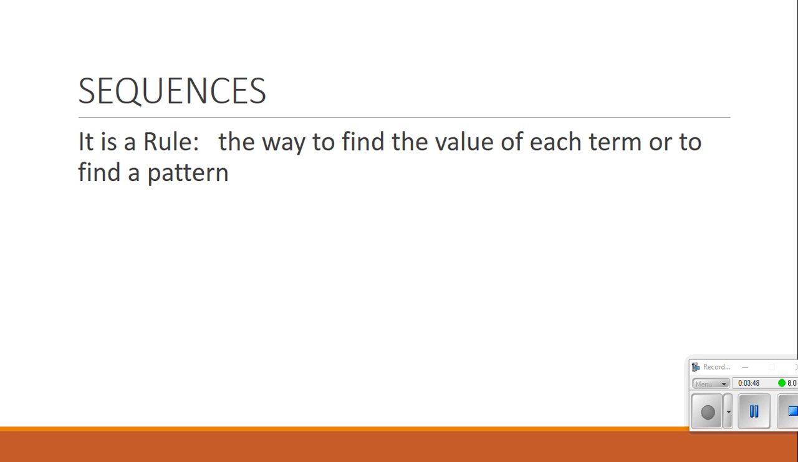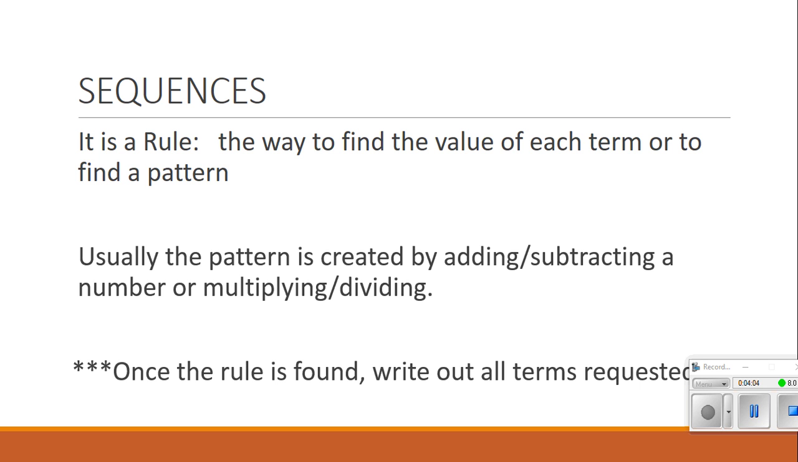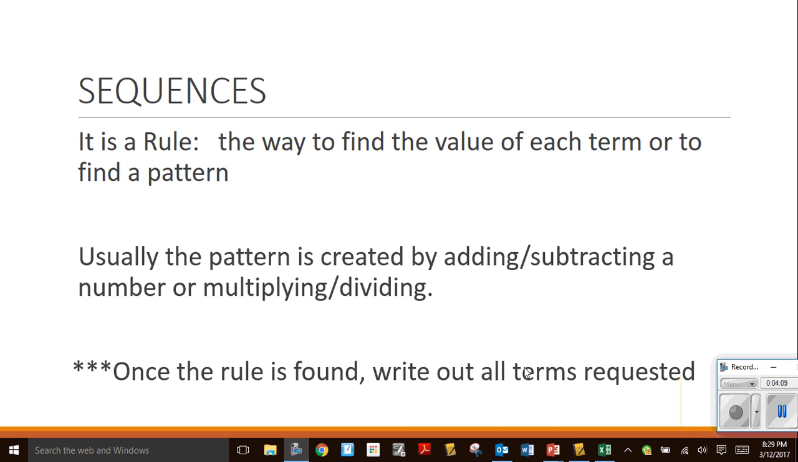Sequences are basically a rule. It's a way to find the value of each term or to find a pattern. So usually the pattern is created by either adding or subtracting a number or by multiplying or dividing a number. Okay? So once the rule is found, just make sure that you write all the terms requested. So if they're looking for the 5th or the 7th term and you figure out the rule, just make sure that you write them all out, because it's easy to miss it if you don't write them all out.